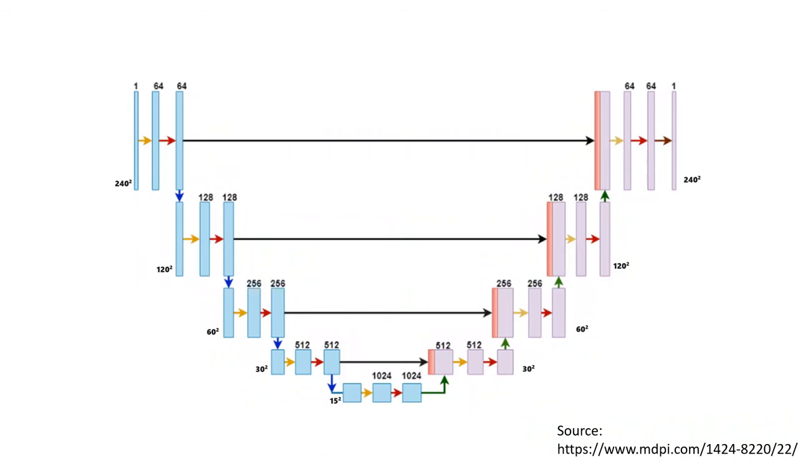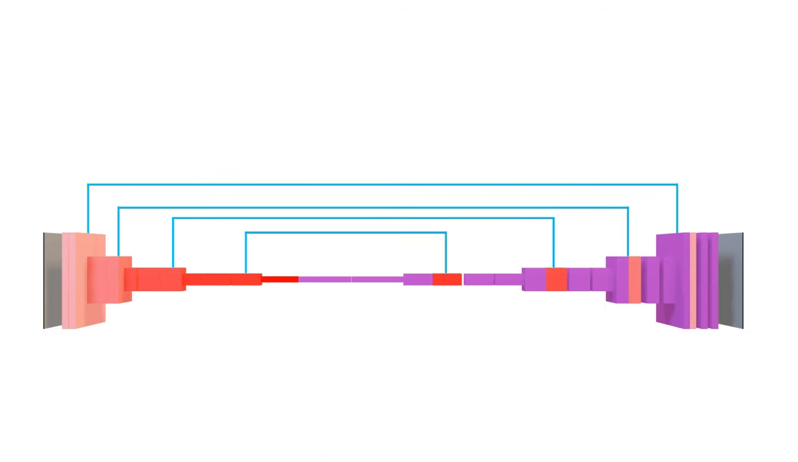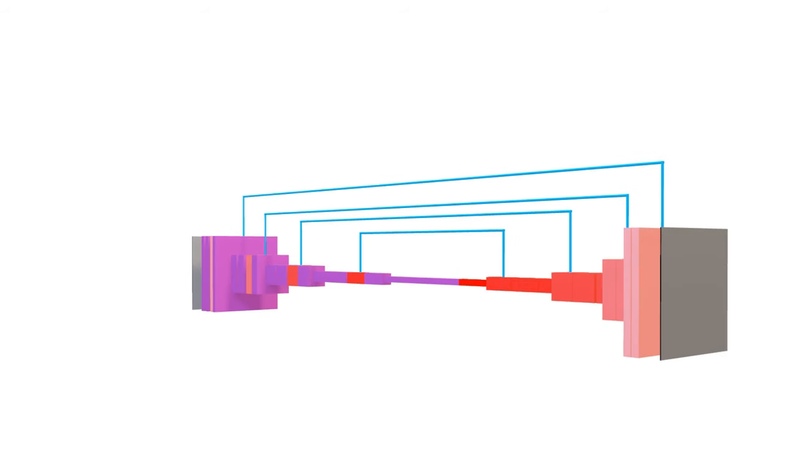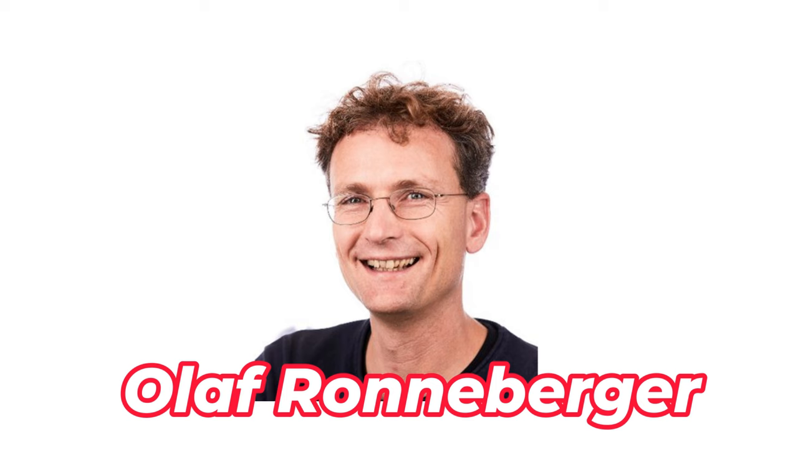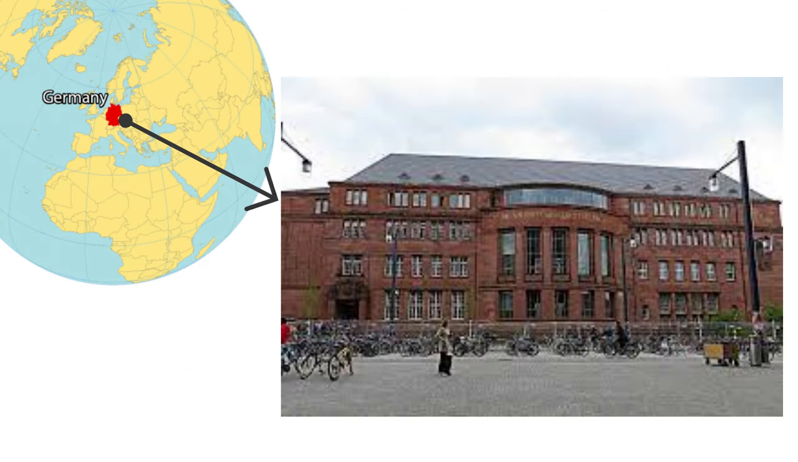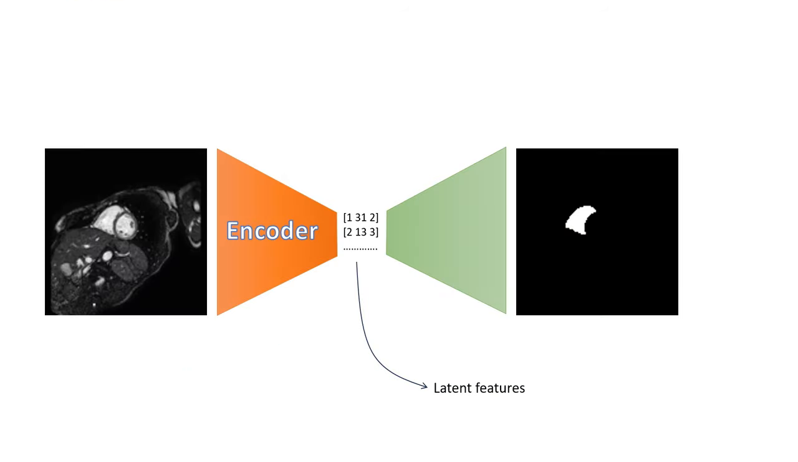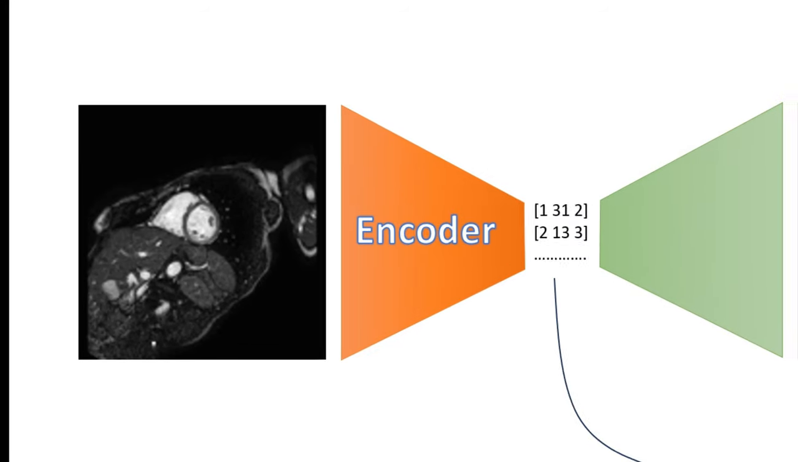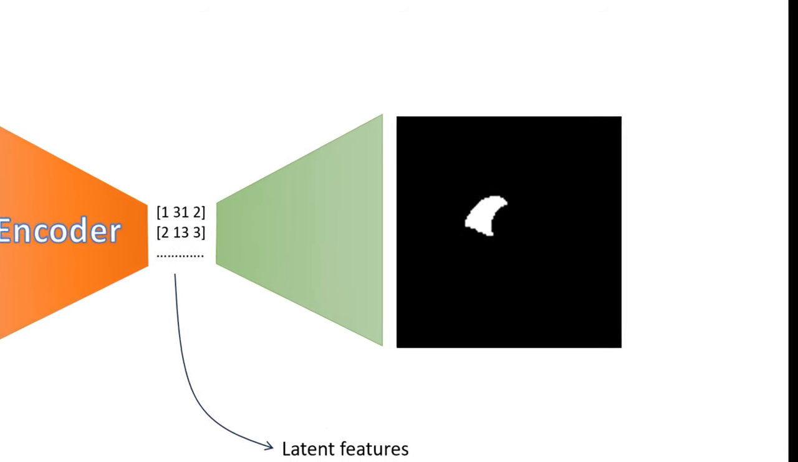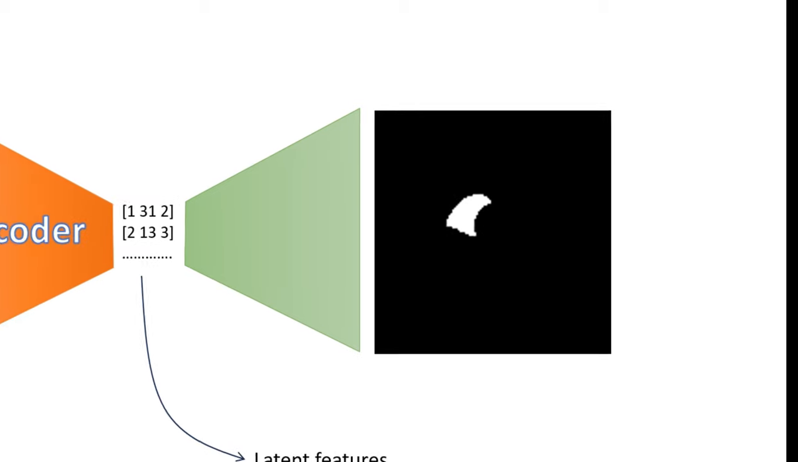Today, we are exploring the UNET, a powerful tool for biomedical image segmentation. It was developed in 2015 by Olaf Ronneberger and his team at the University of Freiburg, Germany. UNET takes a medical image as input and gives the mask of that image as the output. But how does that happen?